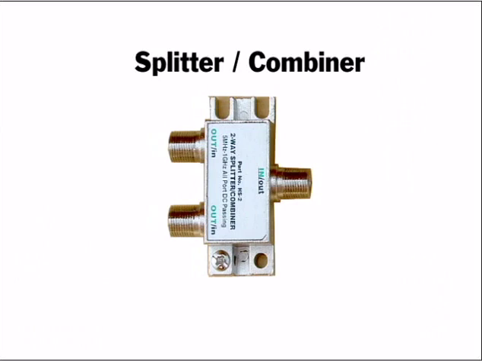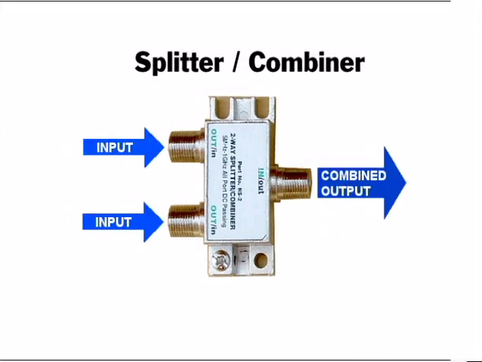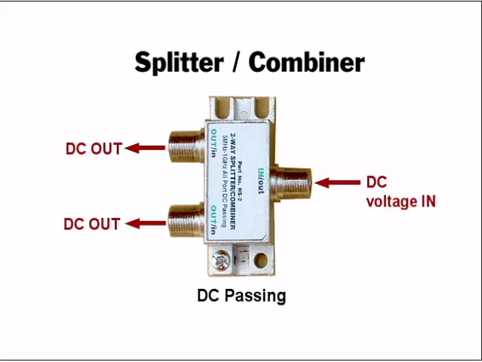Next, let's cover splitter combiners. A splitter divides an input signal equally between two or more output ports. The ports are bidirectional and can be used to combine two or more signals as well. A splitter may or may not be DC passing. That is, it may pass a DC voltage, either for power or IR signals, over the coax.